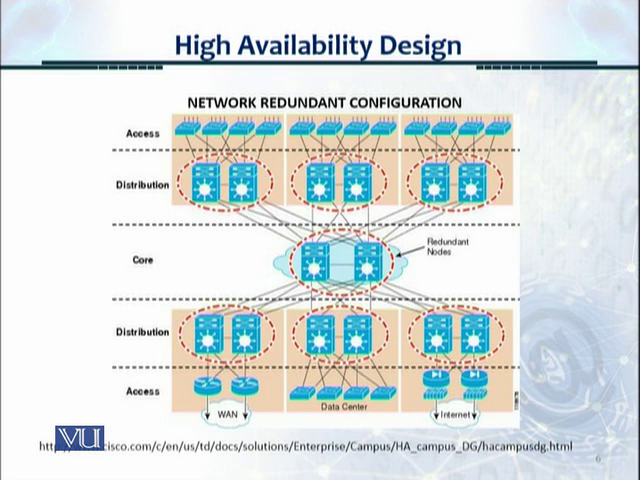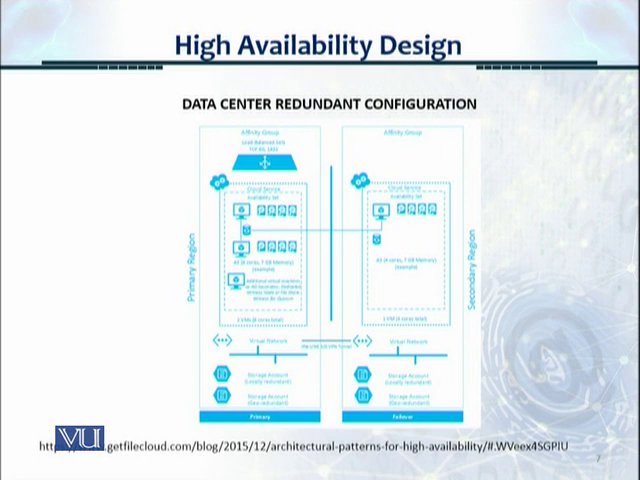Each core device is connected to each of the 6 distribution switch devices. So each of the core devices has 6 connections going out to the distribution switches and 1 connection going out to the other core device next to it. Similarly, on the distribution layer and the access layer, we find there's complete redundancy, and this is a high availability configuration.